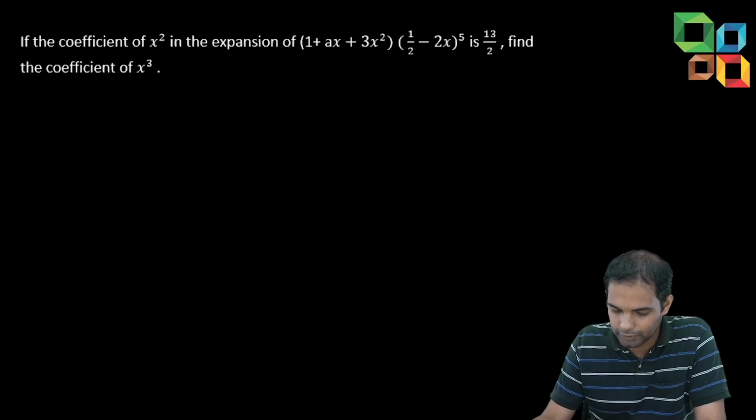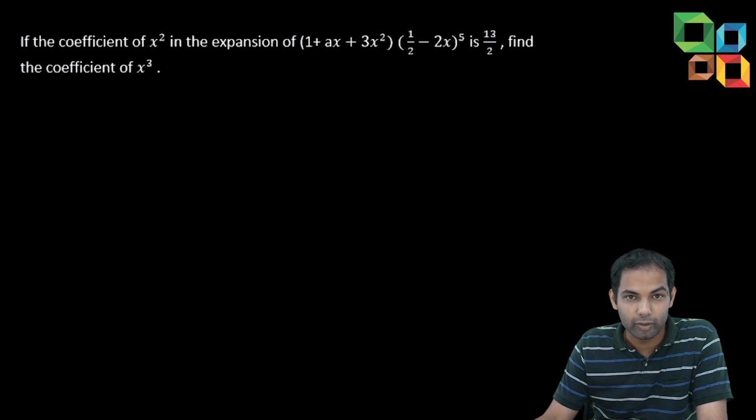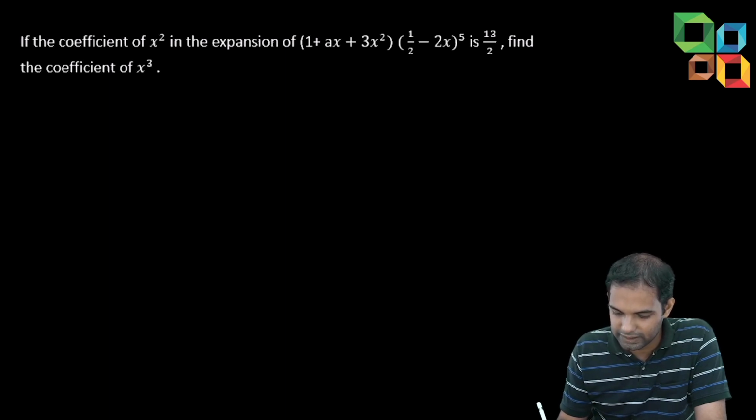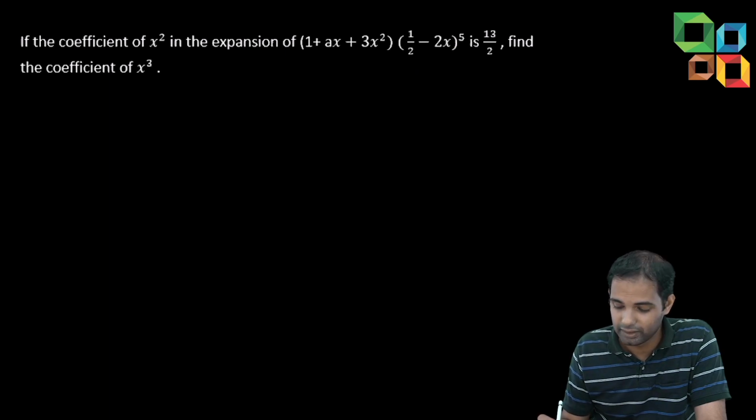So look at this problem. The coefficient of x square in the expansion is given as 13 by 2. You have to find the coefficient of x cube. Again, it's not a direct binomial expansion, right? There's a product multiplied, etc. And there's one more term you can see, that is a, correct? So probably we can figure out a once we get this information already given, and then we have to find the coefficient of x cube.